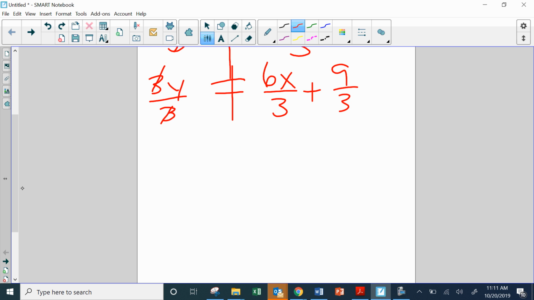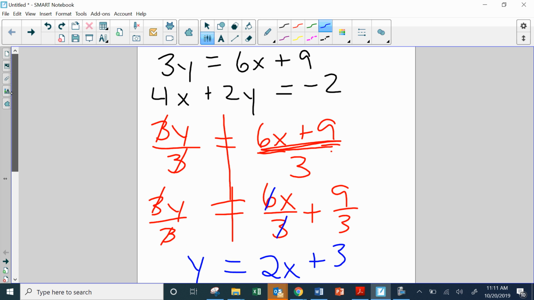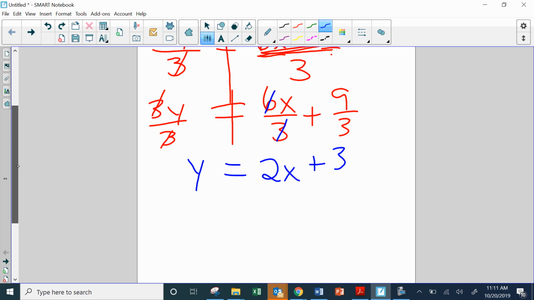So now I get y equals 6 divided by 3 cancels out and becomes 2x. And then 9 divided by 3 cancels out and becomes 3. So now I know that y equals 2x plus 3. I can use that to substitute in the second equation. So 4x plus 2y equals -2.